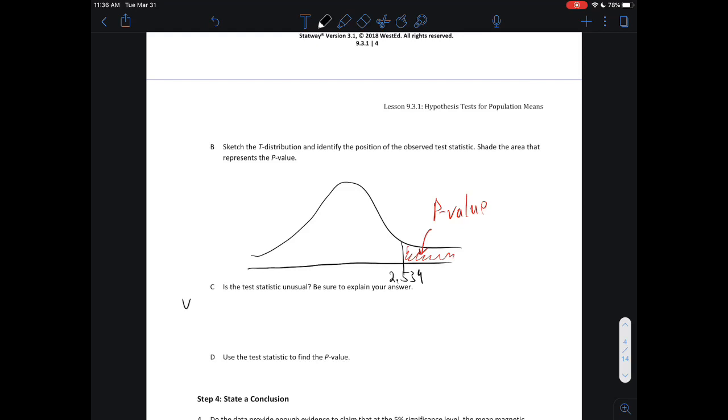So we would say yes, because the test statistic is greater than 2.